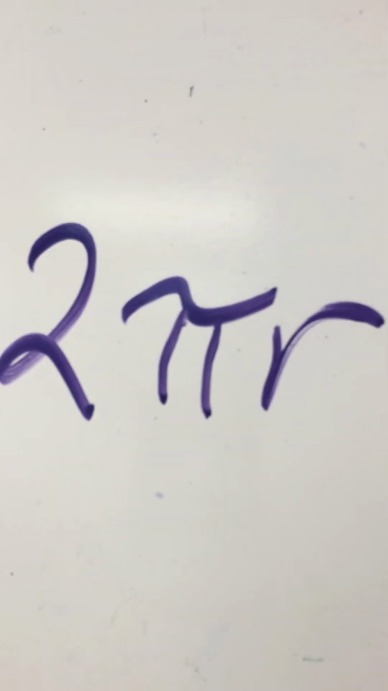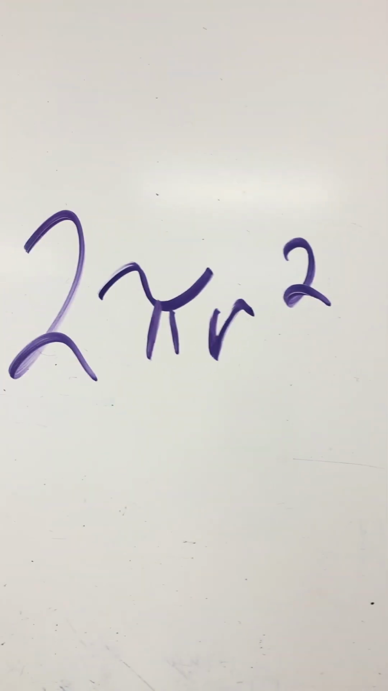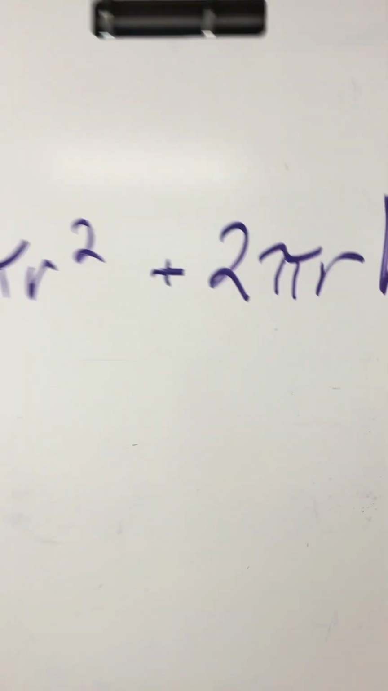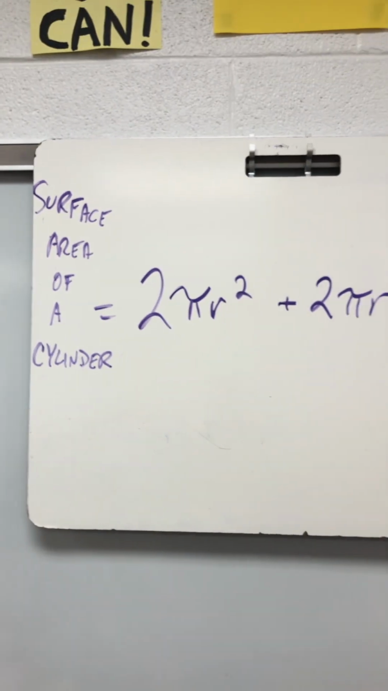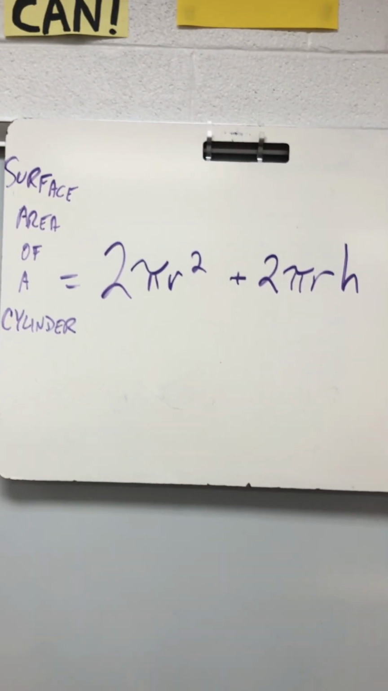But what is the base? Isn't the base this circumference? The base is the circumference, right? So isn't it going to be circumference times height, right? So it's going to be 2 pi r times height. So we're going to have 2 pi r squared plus 2 pi r h. That's the surface area of a cylinder. 2 pi r squared plus 2 pi r h.